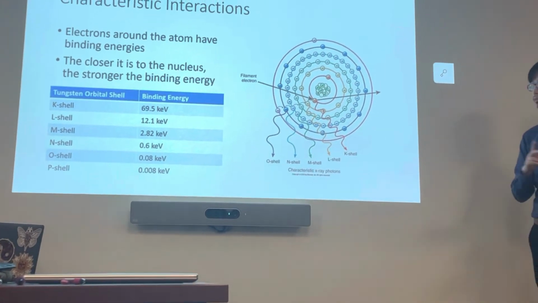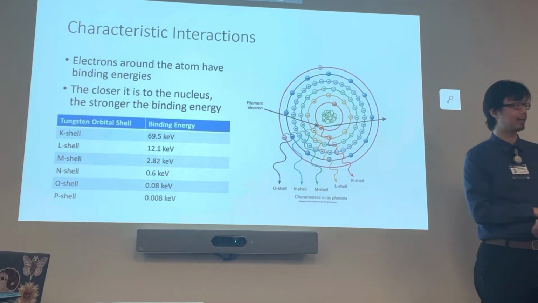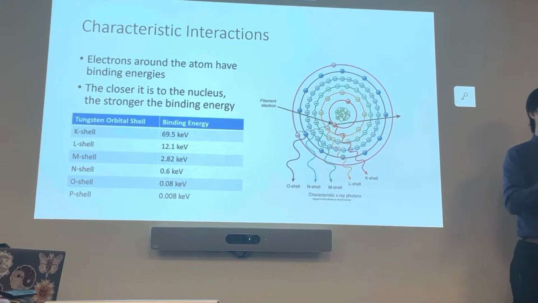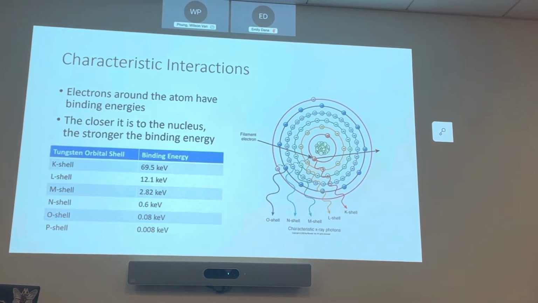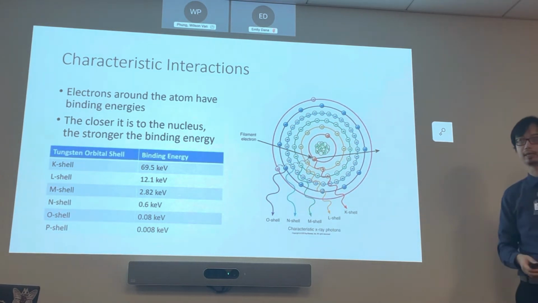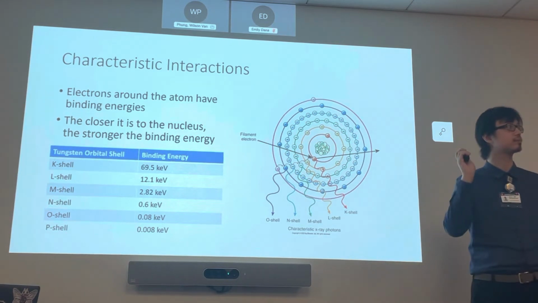So if you want to remove an electron from this atom, which shell do you think would be the easiest one to remove an electron from? P shell. Why the P shell? Because less power will be required. Right, less binding energy, less attracted, so less power needed to remove that electron. Very good.